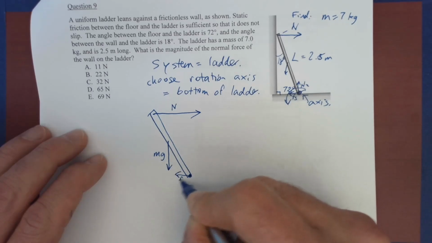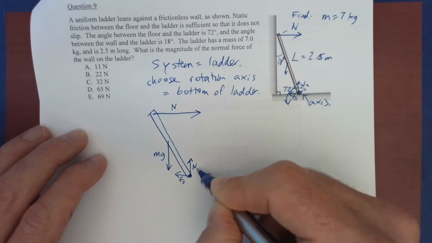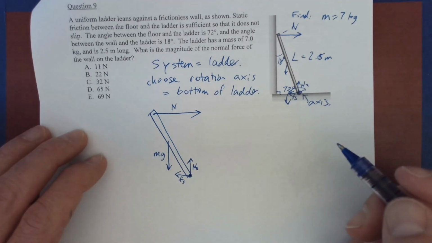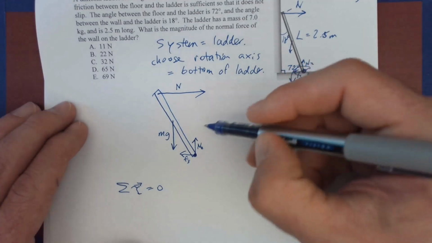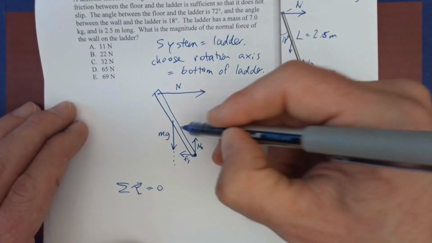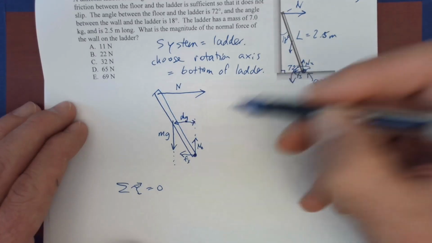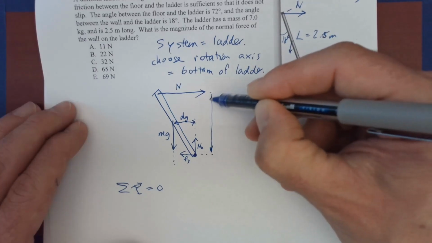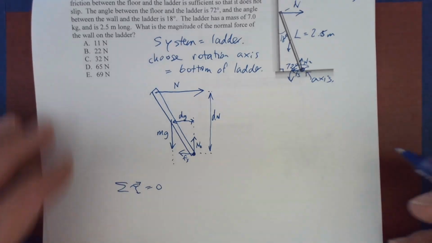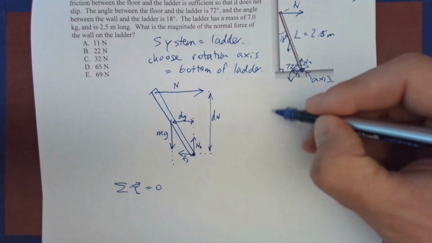And again, there's Fs, and there's going to be a normal force, call it N2, which I don't care about. I'm going to say that the sum of all the torques is equal to 0, since it's not rotating. I'm going to have to find the lever arm called dg of the gravity force. And then this distance from here to here is going to be dn, the lever arm of the normal force there.